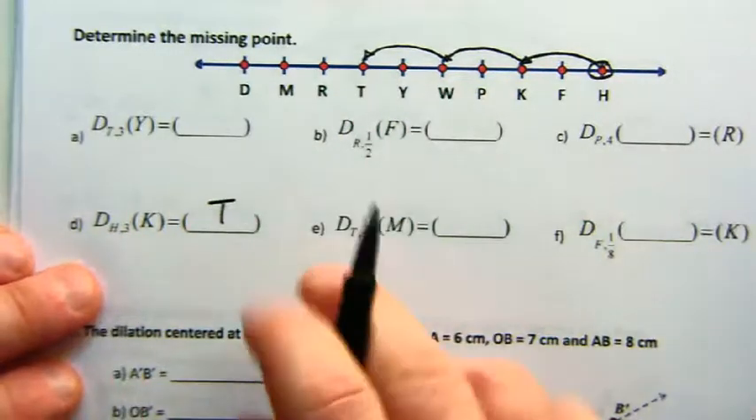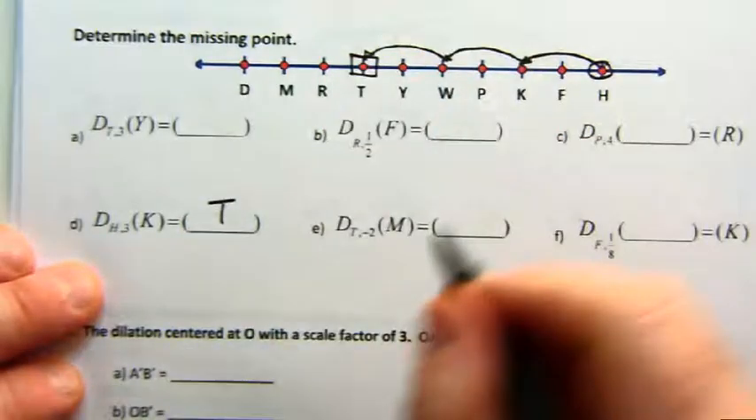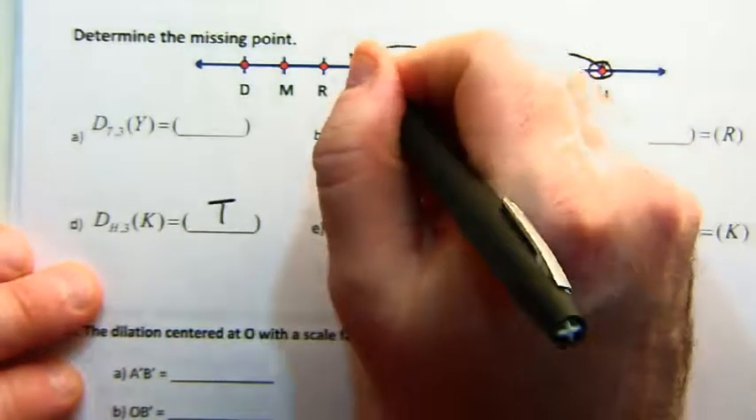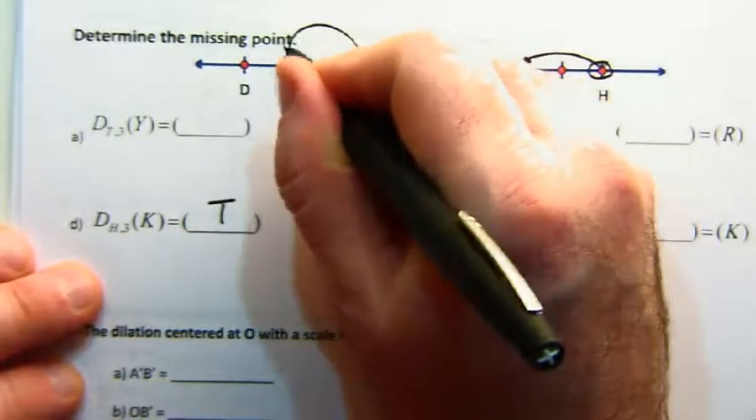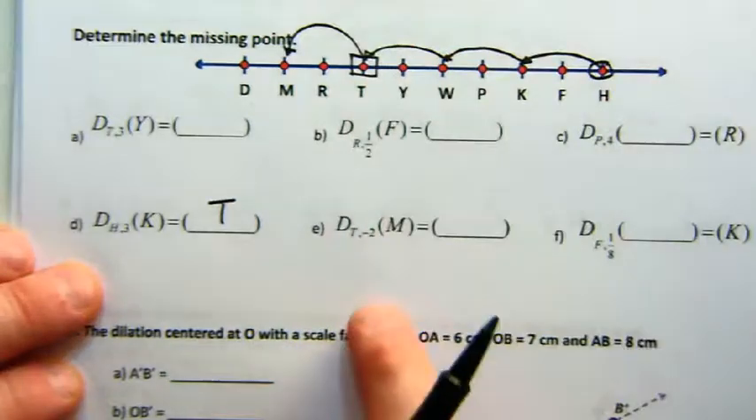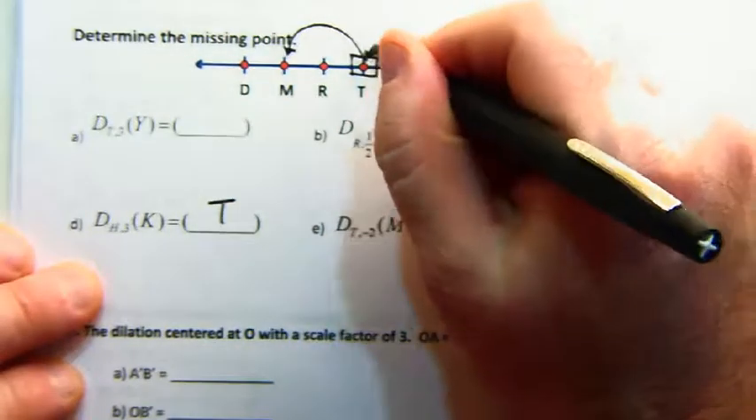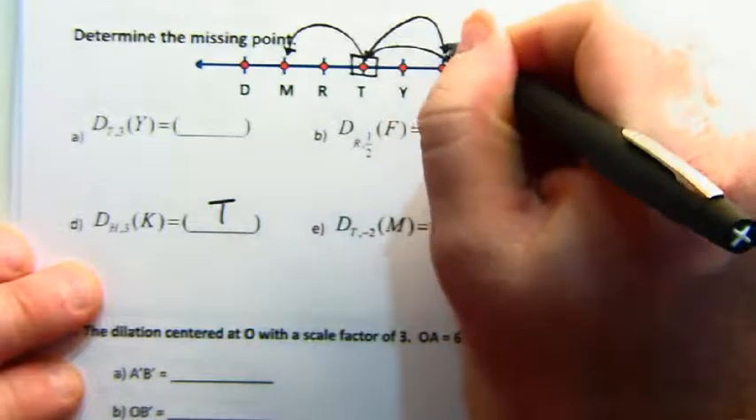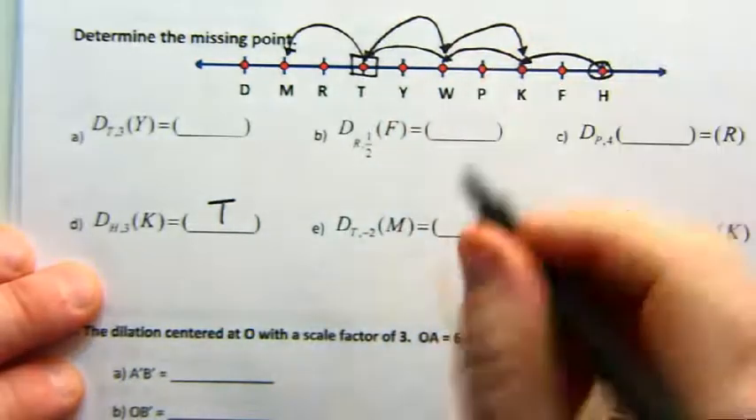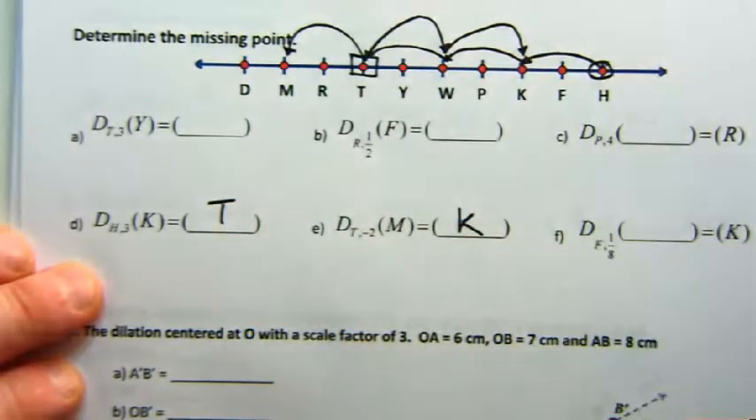Alright, centered at T now. Here's our center. We're going to dilate M. So here's our M. Now we're going to dilate it negative 2 times. So that's going in the opposite direction 2 times. So there's negative 1, negative 2, lands at K.